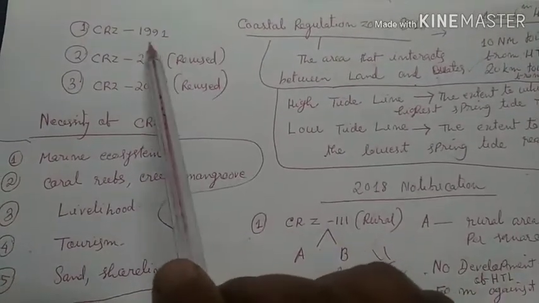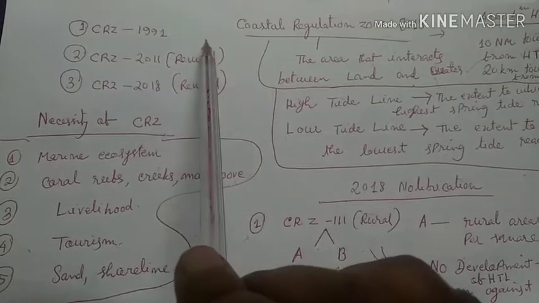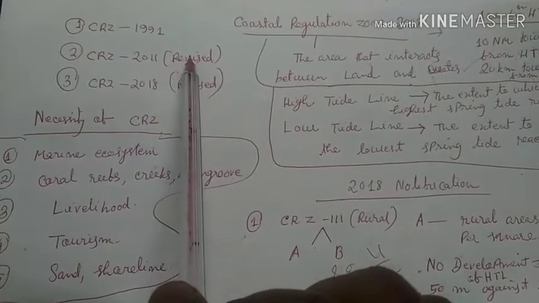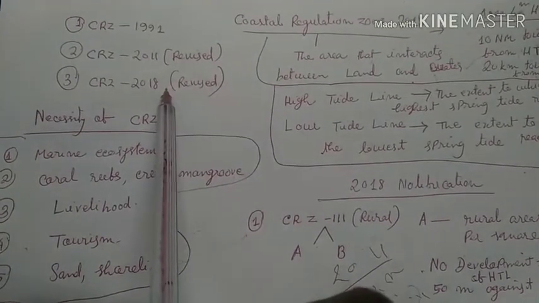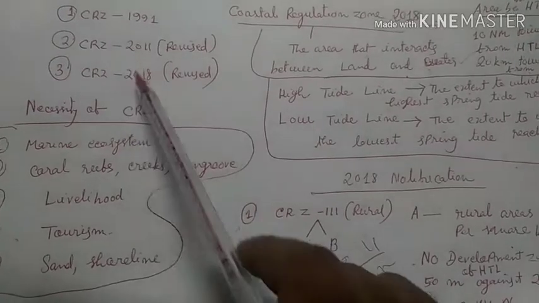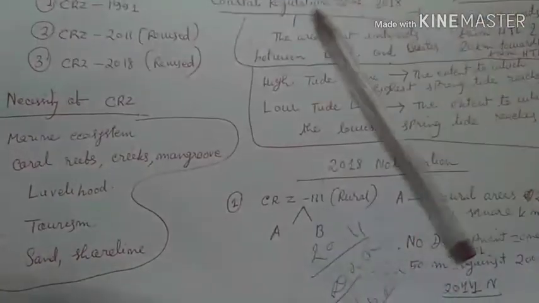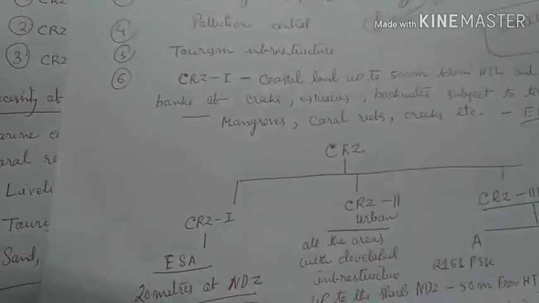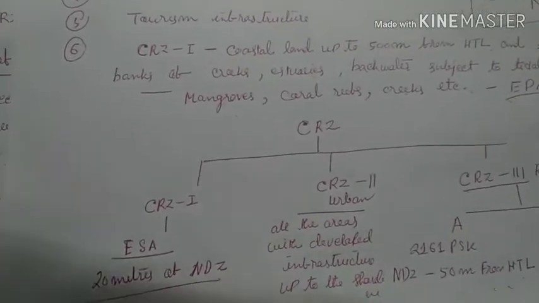Timeline: for the first time in India, coastal regulation zone is declared 1991. In 2011 it was revised, and in 2018 for the third time it was revised. So before going into the core topic, first let's see the overview of coastal regulation zone.